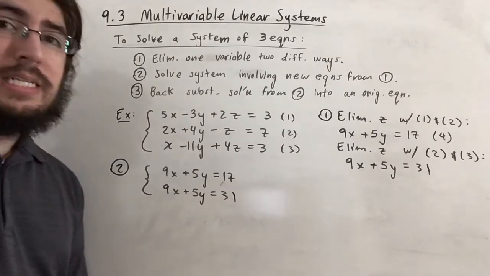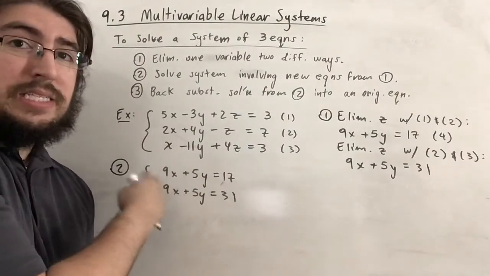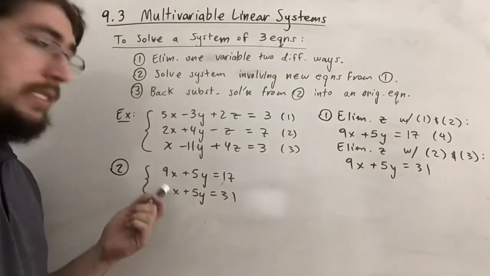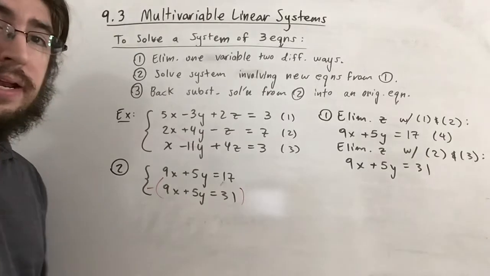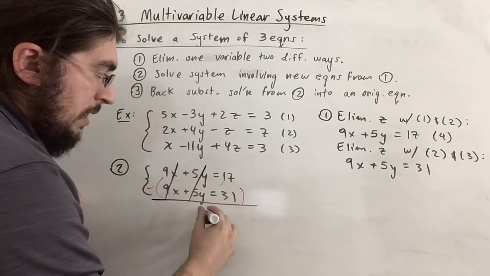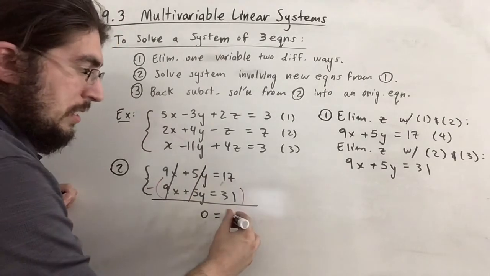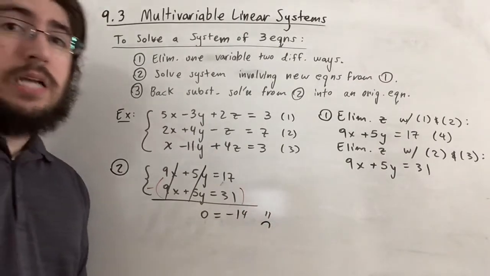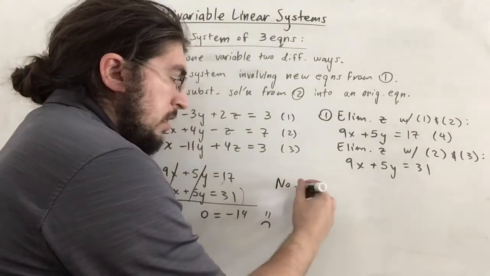And what you notice is, well, we actually saw an example of this in 9.2. The left-hand side is the same, the right-hand side is not. So if we just straight up eliminate x, that also coincidentally eliminates y. So adding straight down after multiplying by -1 gives us, well, these cancel out, and we get 0 is equal to 17 minus 31, which is -14. And this, of course, is a contradiction. It's not a true statement. So what this tells me is that there's actually no solution.